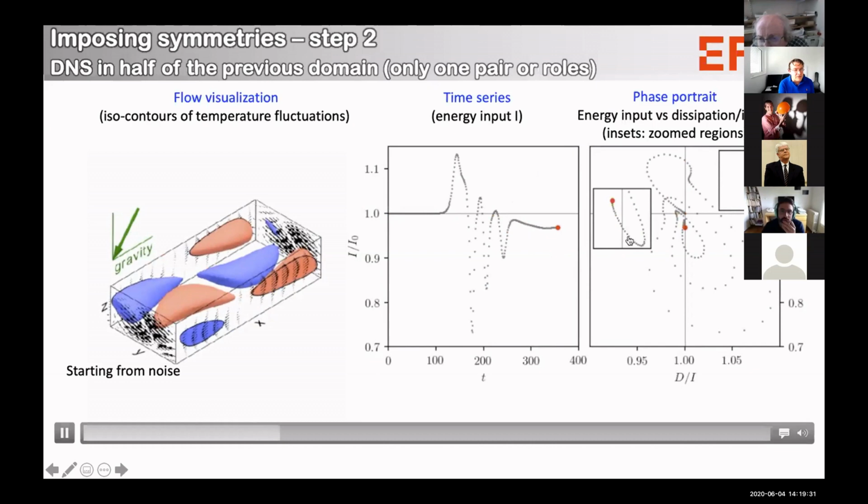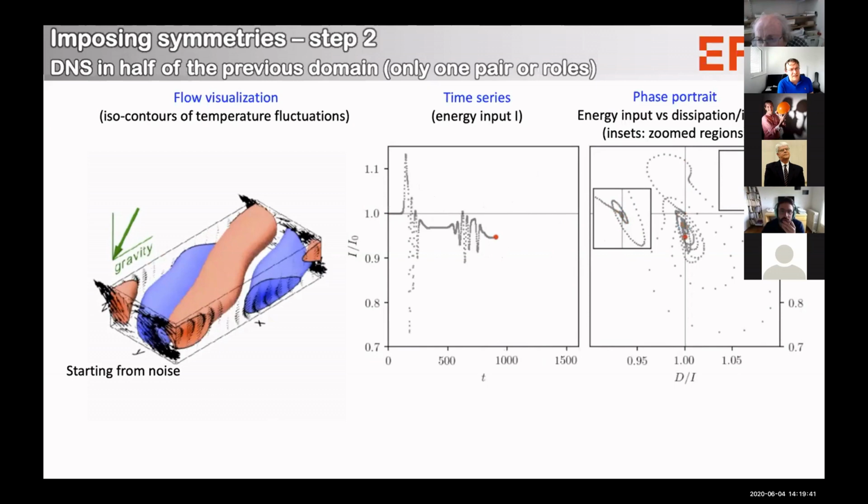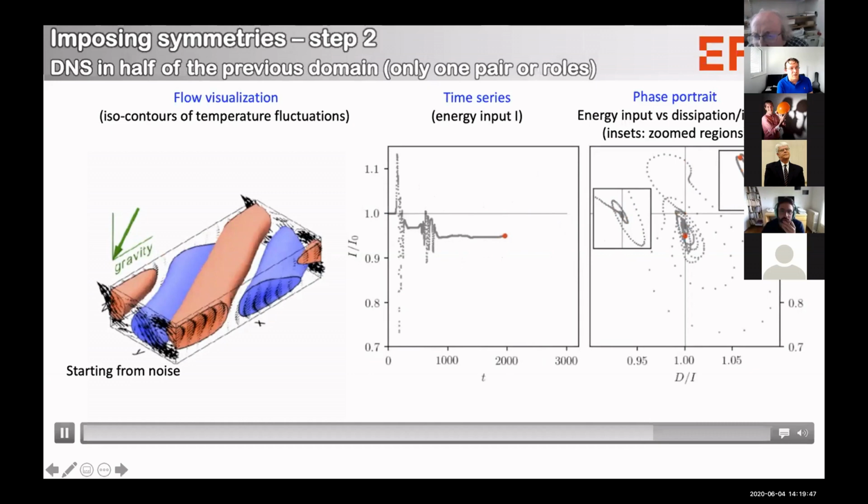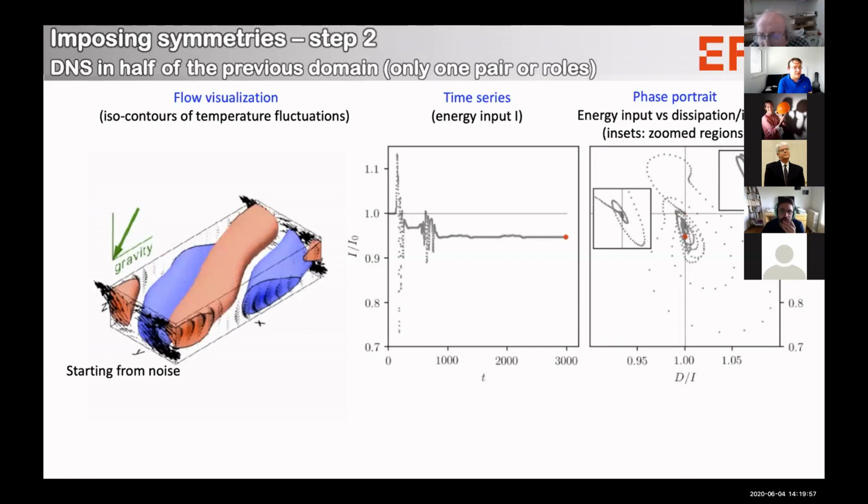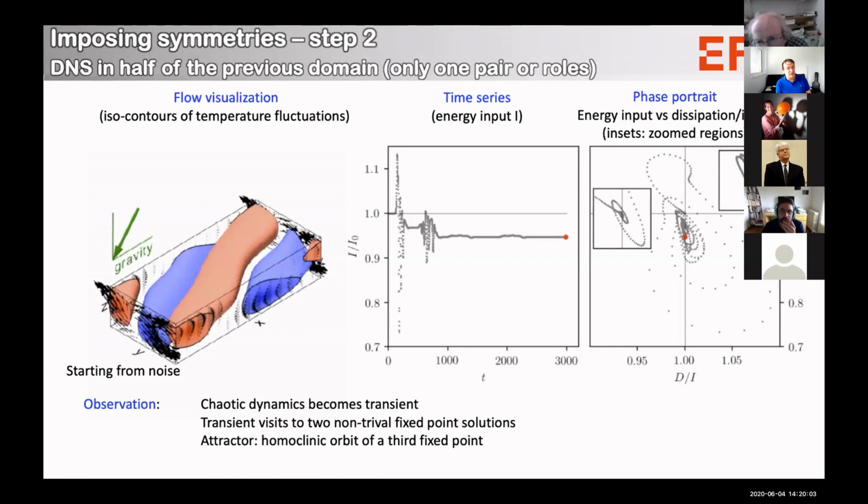Here, we are spiraling into another fixed point along a stable direction, but it's unstable, so we're leaving it along its unstable direction, and we are approaching another fixed point here. Now, this fixed point here is actually not the attractor, but what the attractor really is, is a homoclinic orbit of this fixed point. Okay, nice. So we've now really seen clear evidence for transient visits to two non-trivial fixed point solutions, and we've seen a specific attractor. But this attractor is again not a periodic orbit.